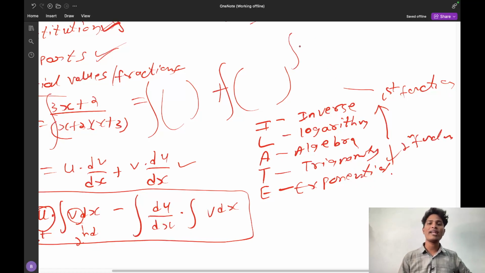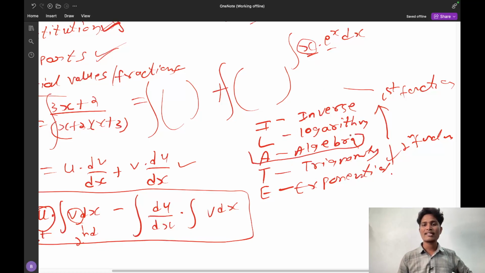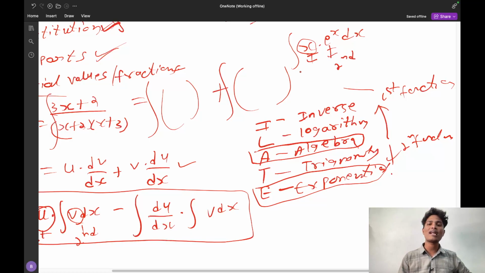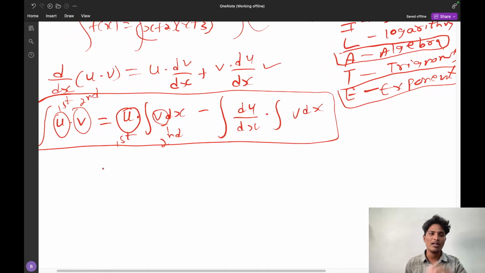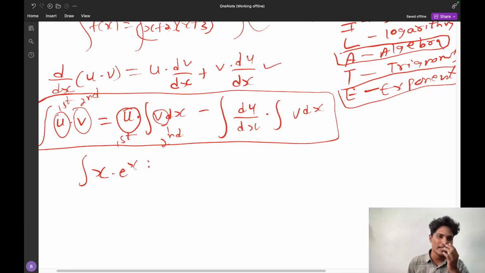Suppose I want to integrate x into e power x dx, what is the first function and what is the second function here? X is algebra, so algebra is present here, and e power x is exponential. So exponential is the second here, that is a down function. So e power x is the second function and x is the algebra function, it will be the first function. So like this you have to deal, and I will take the example here, that is integration x into e power x dx. What I said, e power x is the second function, and x is algebra, it will be the first function.